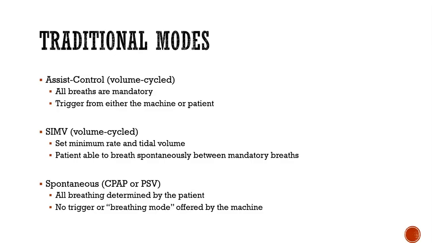SIMV is going to be a minimum, like a rate of 12, or 14 or 16 or whatever the rate may be. So we have a set minimum rate and a tidal volume. And tidal volume is based off of the patient's weight, height, things like that, and it's calculated, and usually respiratory is the one who calculates this. But SIMV is going to be a set rate and a set tidal volume that are minimum that has to be given. So the patient can breathe spontaneously between mandatory breaths, so they can breathe over the vent, I guess, is how you would say that.